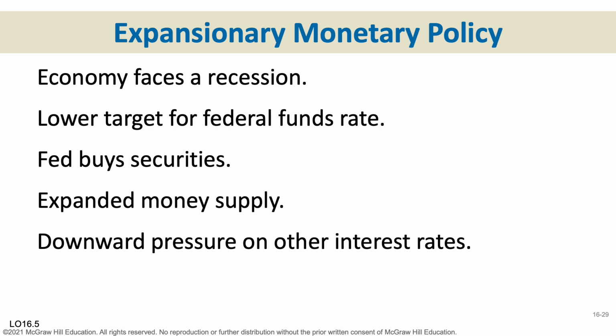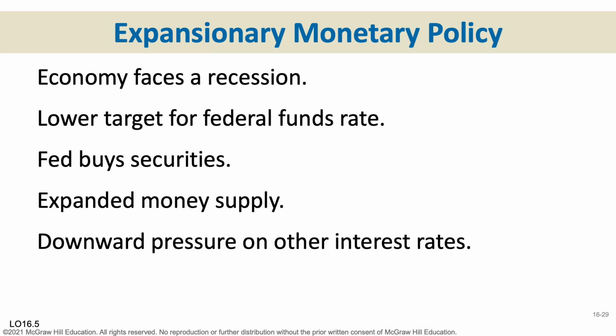So expansionary monetary policy, when do we use it? When the economy is in a recession. We want a lower target for the federal funds rate, so we're trying to get interest rates to go down. So that means the Fed's going to buy securities. They could lower the required reserve ratio and lower the discount rate and lower the interest paid on reserves, but this slide is what they usually do. The Fed's going to buy securities.